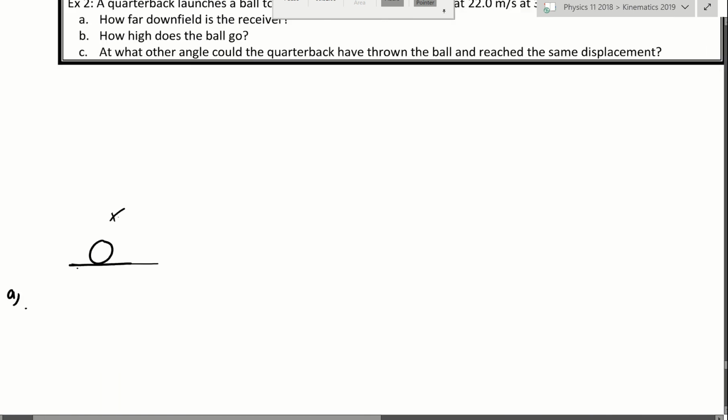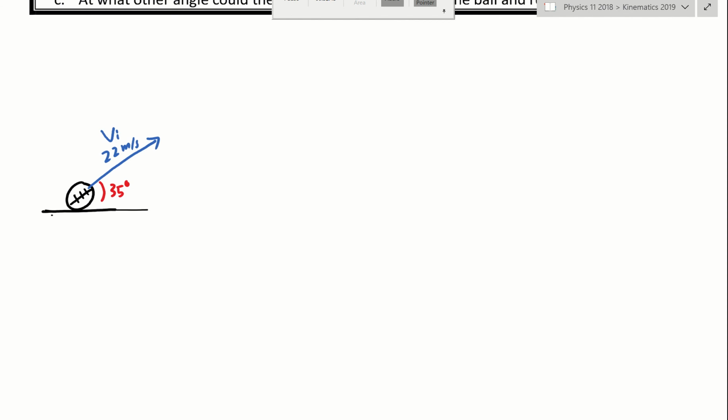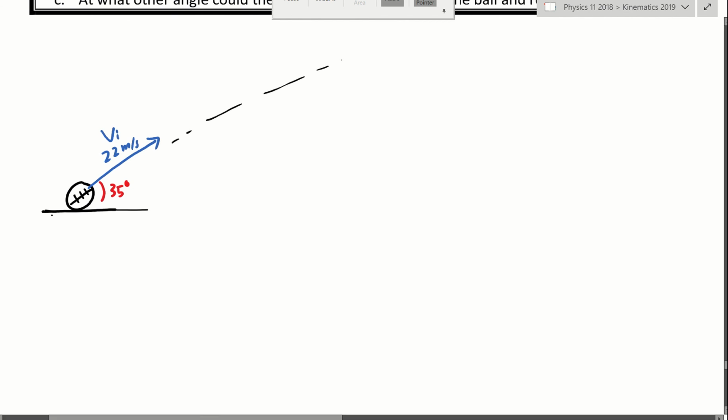Initially, it's going to go at 22 meters per second. Then we have to break it into components. So at the beginning, that is 22 meters per second, that's my V initial, at a 35 degree angle to the horizontal.